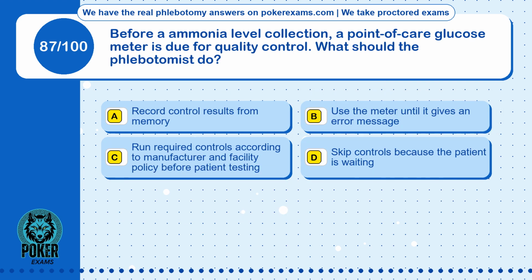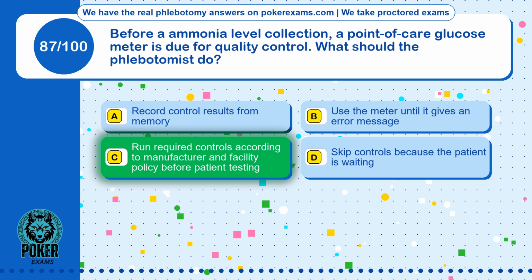Question 87. Before an ammonia level collection, a point-of-care glucose meter is due for quality control. What should the phlebotomist do? Option A. Record control results from memory. Option B. Use the meter until it gives an error message. Option C. Run required controls according to manufacturer and facility policy before patient testing. Option D. Skip controls because the patient is waiting.